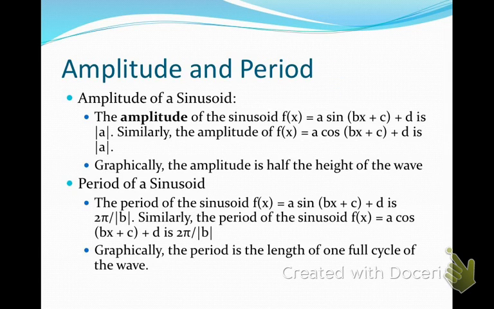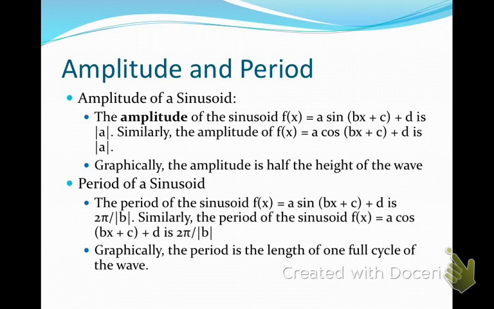Alright, so here are some textbook definitions for you. If you were to look in your textbook right now, this is what it would read, so let me interpret this a little bit for you. The amplitude of a sinusoid, if we're looking at this general form of the equation, is found by taking the absolute value of a, the coefficient in front. But if we're looking at the graph, the amplitude is half the height of the wave.